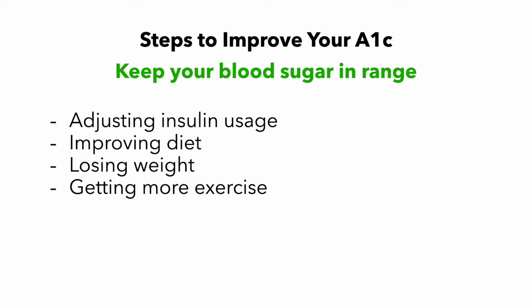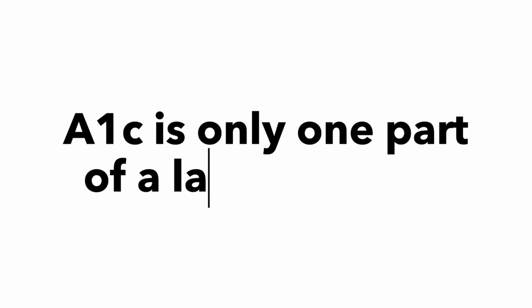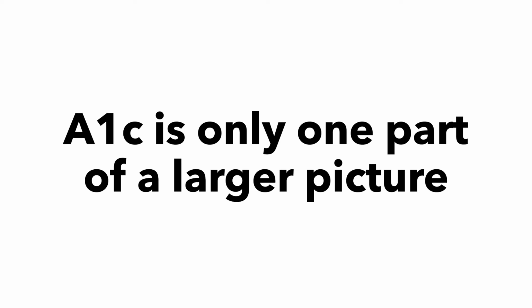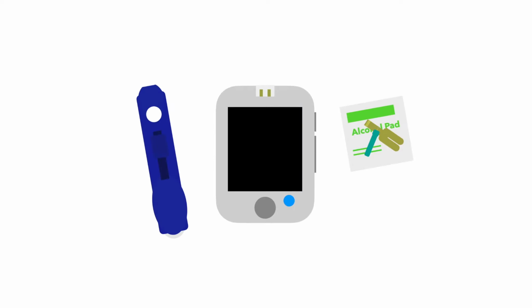It's also important to remember that your A1c measurement is only one part of a larger picture. 2 people with the same A1c can have different levels of diabetes control. Measuring your blood sugar regularly is necessary to keep track of the smaller and faster changes to help keep your blood sugars in range. Using these measurements, along with healthy diabetes control strategies, will help ensure that you can live a long, happy, and healthy life with Type 1.